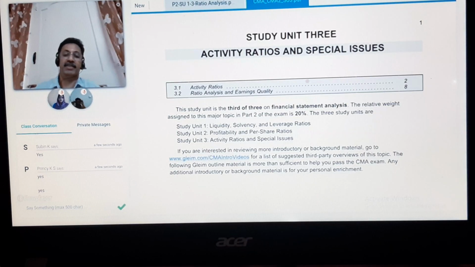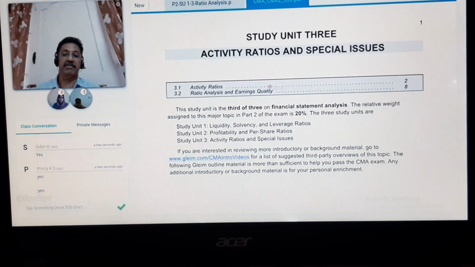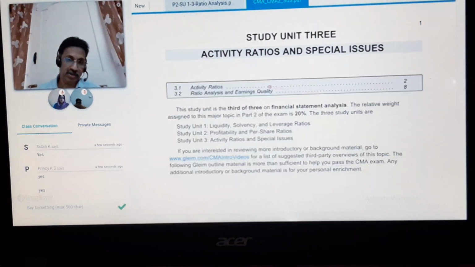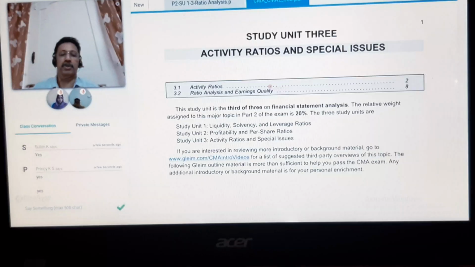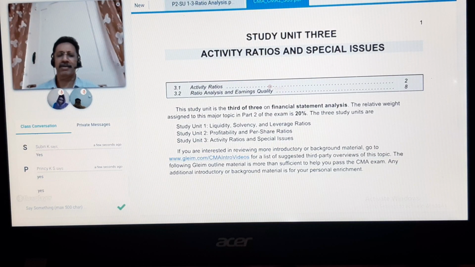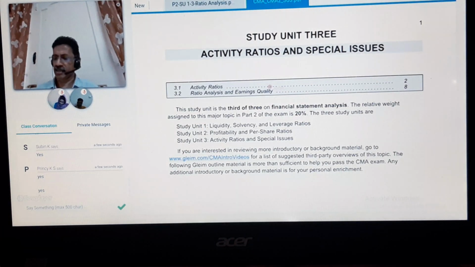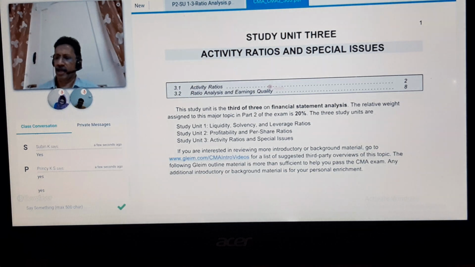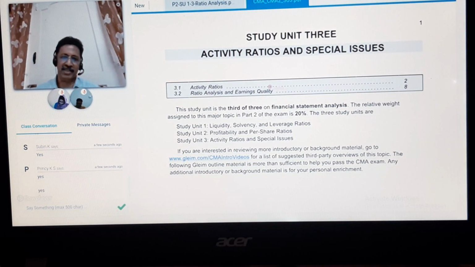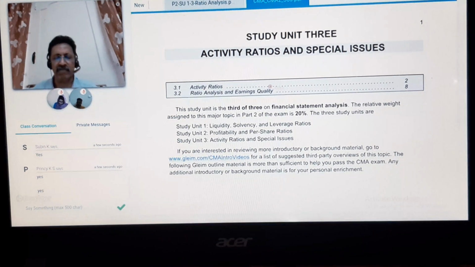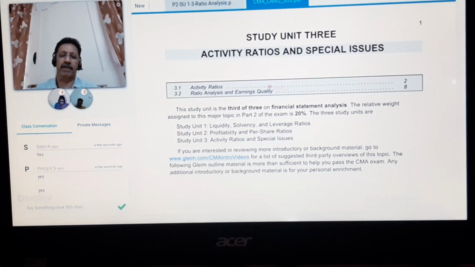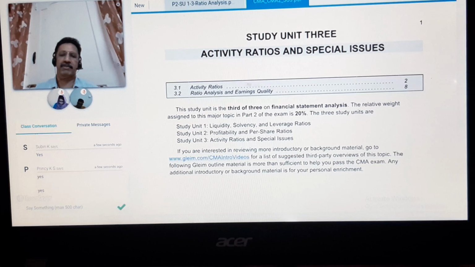Okay, let me start. Study unit 3, activity ratios and special issues. Here the first subunit is about the activity ratios. Then we will just recap the ratio analysis, limitations, and the characteristics of the usefulness of that. That's a general discussion. We already had that discussion, but we will wrap it up. But first, the activity ratio.